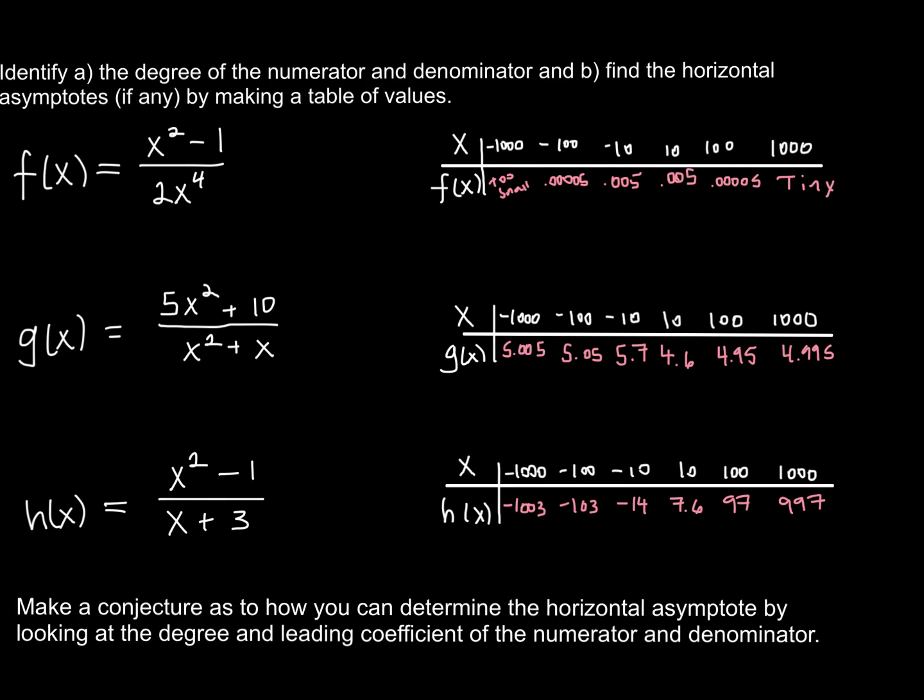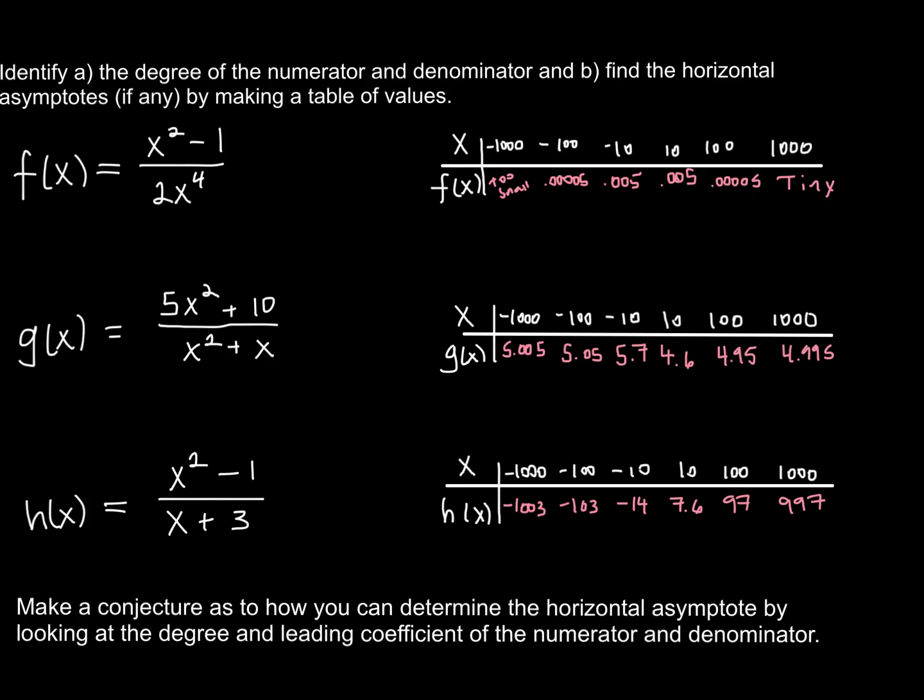All right, let's start with f of x here, and as you can see, as x approaches positive infinity, my y values are getting very, very, very small. In fact, when I input 1,000, it's so small that it's just not even worth writing because it's practically zero. And the same occurs as I move to the left, right? As x is approaching negative infinity, again, my values are just becoming incredibly small.